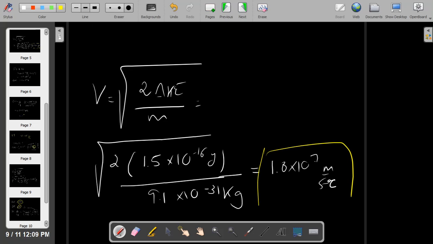So if you're not getting that number when you put everything in the calculator, you're doing something wrong with your calculator. Try again. Use your parentheses. You can also break it down: you can do the top, then do the bottom, and then finally do the square root.